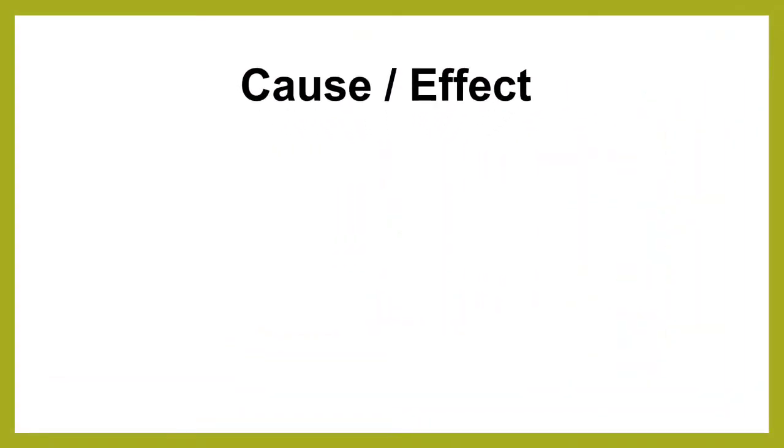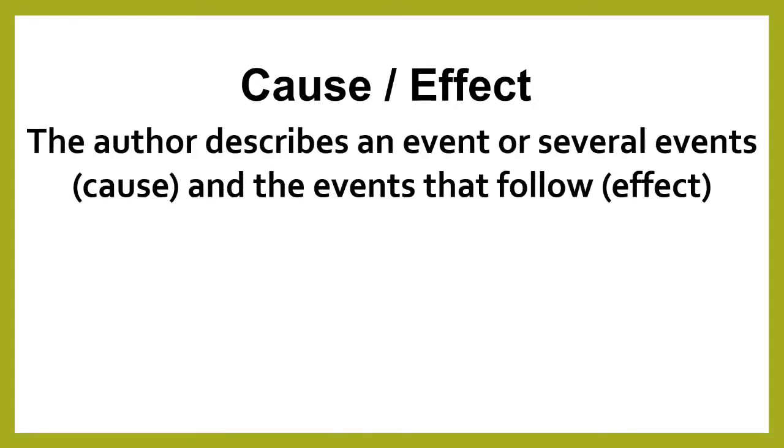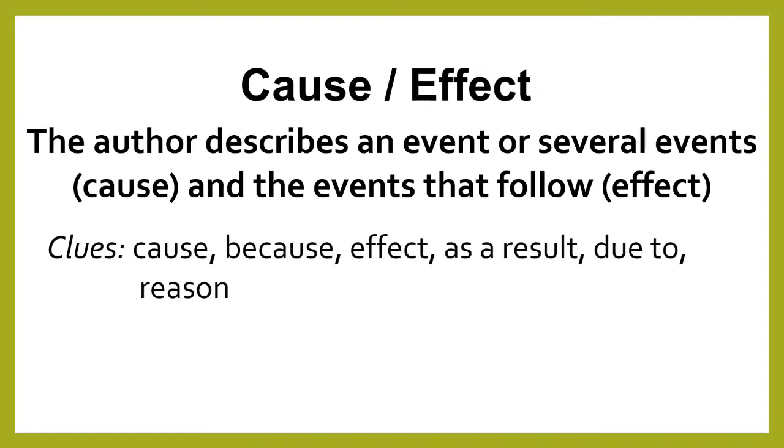Next is we have the cause and effect. The author here describes an event or several events. These are the causes and events that follow. These are the effects. We have here clues. We have the cause, because, effect, as a result, due to, a reason. If you see these things, and if you observe that the author describes an event or several events and the events that follow after it, that then is cause and effect.